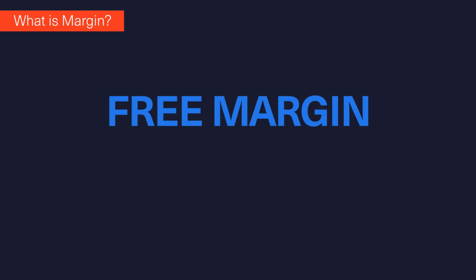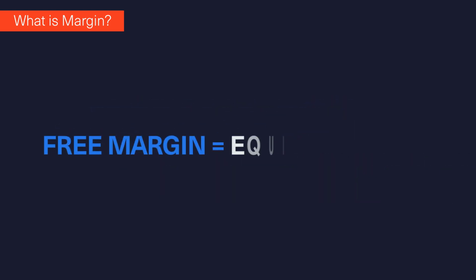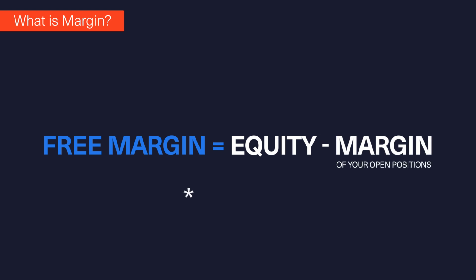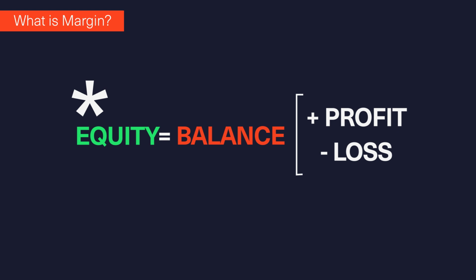Free margin, in its simplest definition, is the money in your trading account that is available for trading. It is calculated by using this basic formula. Remember that equity is the balance, plus or minus any profit or loss from open positions. Let's take a look at this example.